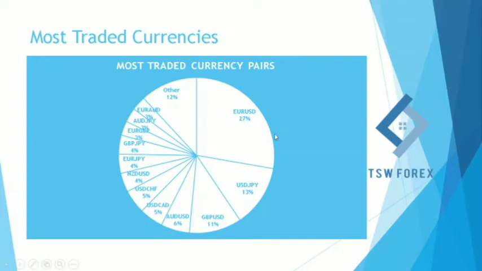Alright, these are the most traded currency pairs that we are looking at. As we can see, of the whole Forex market, 27% of the volume of money is in EUR/USD. That's the amount of money being traded between the euro and the US dollar. The second, US dollar Japanese yen, with 13%. British pound US dollar, or GBP/USD, 11%. Australian dollar US dollar, 6%. US dollar Canadian dollar, 5%, etc.